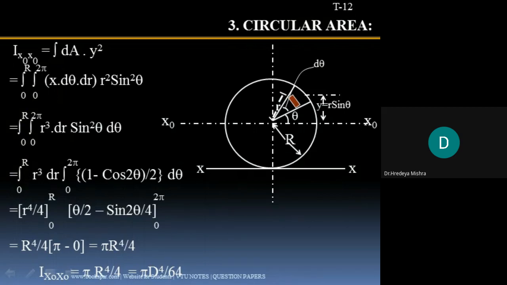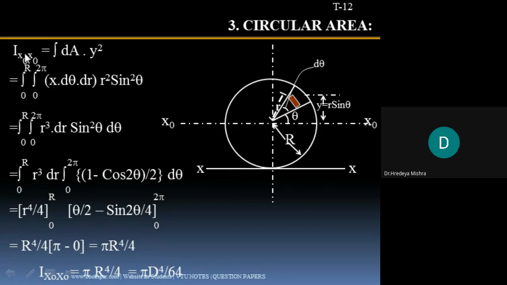So in previous problems we discussed the triangular shape, how to calculate its moment of inertia, and how to calculate the moment of inertia of the rectangular shape component. Now we talk about the circular area, circular moment of inertia. So here xx and x naught x naught, we always apply the parallel axis theorem. So we're going to calculate the moment of inertia of this red region, this area.